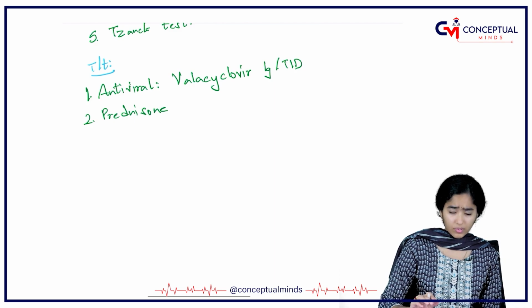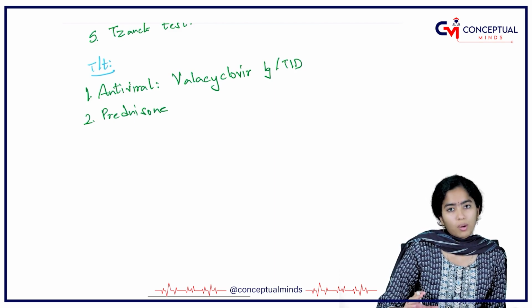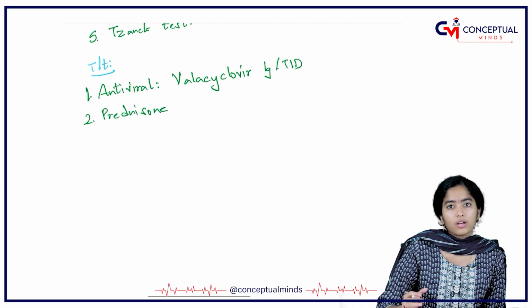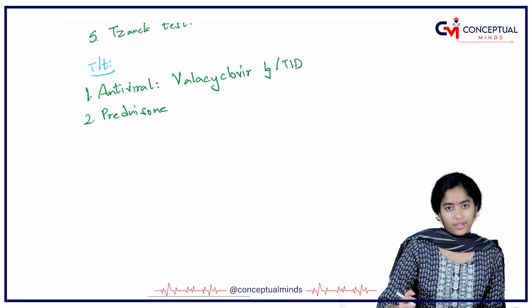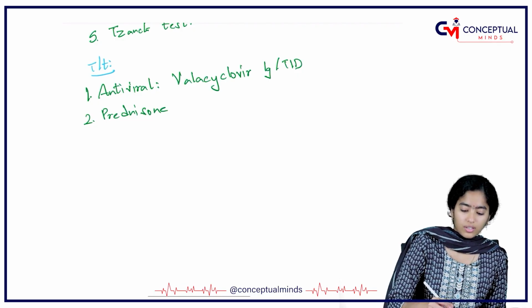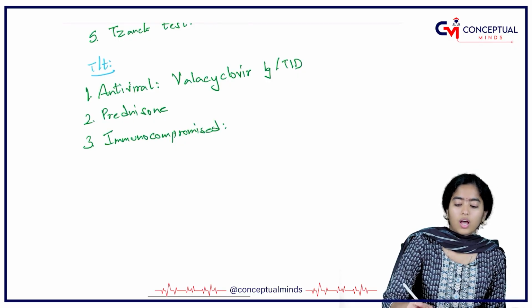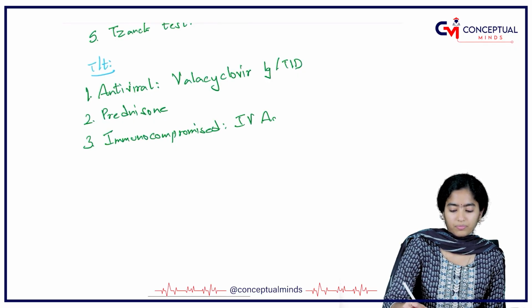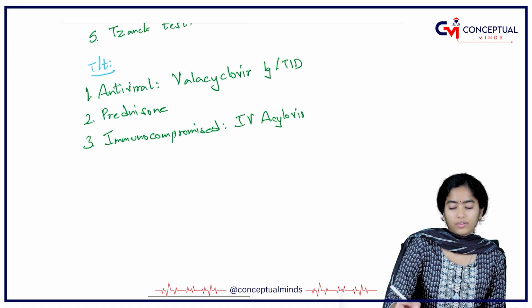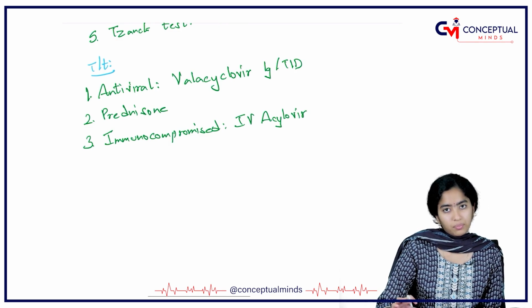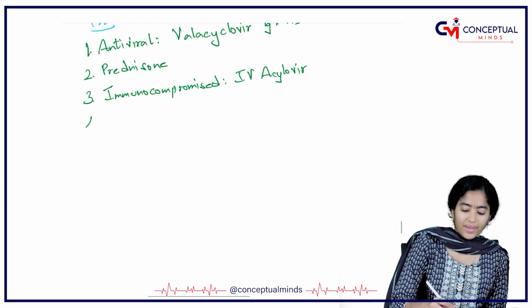And patients who are in an immunocompromised state, or basically mostly in them, the herpes zoster virus gets reactivated. So in those conditions, for immunocompromised patients, we can directly use IV acyclovir. Acyclovir can be given by intravenous route. But the most important part of the treatment of herpes zoster is pain control.